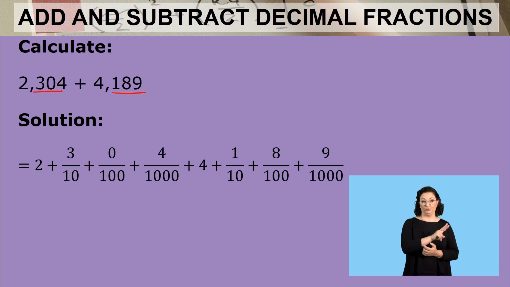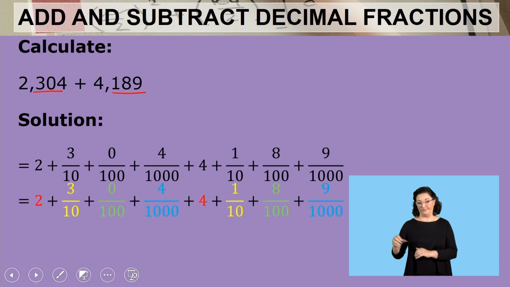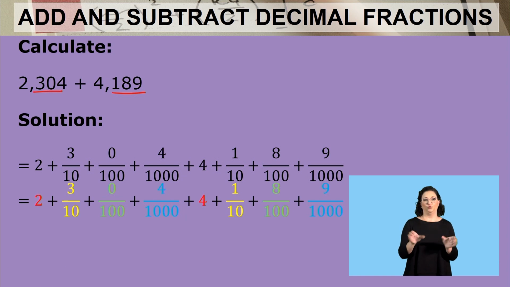So this would be 2 for the units or wholes, 3 tenths, 0 hundredths, 4 thousandths, plus the next decimal: 4 units, 1 tenth, 8 hundredths, 9 thousandths. I then went on to give them color coding so that we are able to classify them nicely. And again, remember what we requested: we add from the right towards the left.